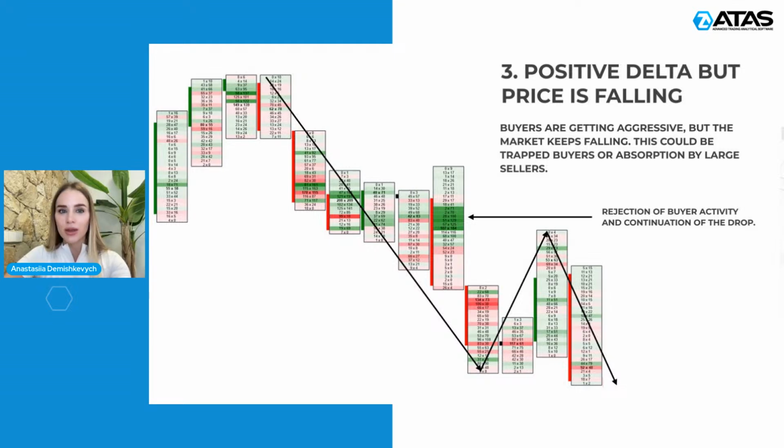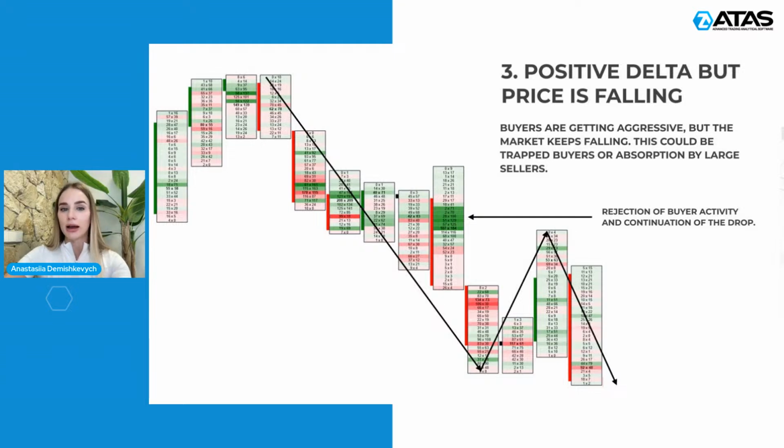Let's have a look at the example. We see that the price has been consolidating for a while and then started falling. In this drop, despite the price keeps dropping and we see short bearish candles appearing one by one, we have a zone with extremely big amount of asks. So we see the huge positive delta colored inside of one of the bearish candles.